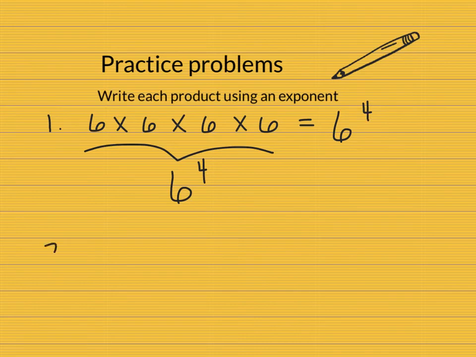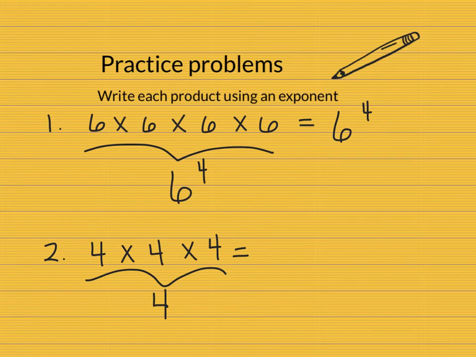Let's try another one. 4 times 4 times 4. The factor 4 is the base number. The factor is multiplied 3 times, so therefore the exponent is 3. So you can say that 4 times 4 times 4 can be written as 4 to the third power.